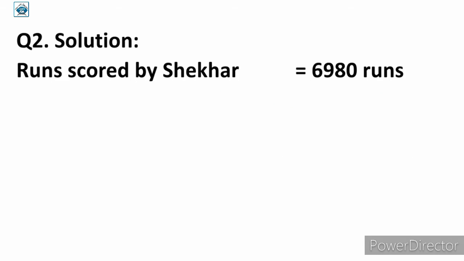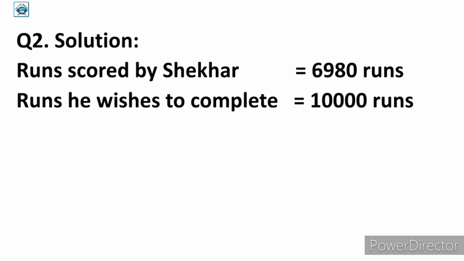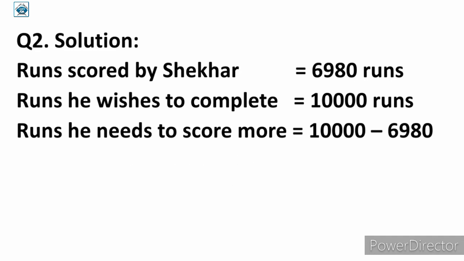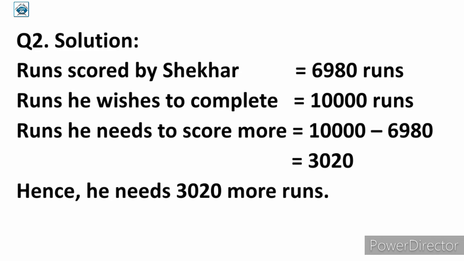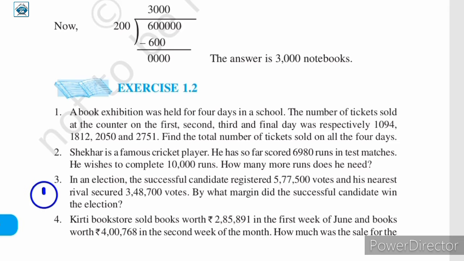Here we are given runs scored by Shekhar, which is equal to 6,980 runs. Runs he wishes to complete is equal to 10,000. So runs he need to score more is equal to 10,000 minus 6,980. So when we subtract, we get 3,020. Hence he needs 3,020 more runs.